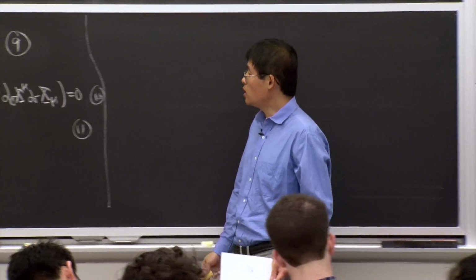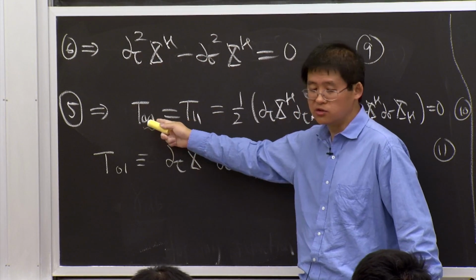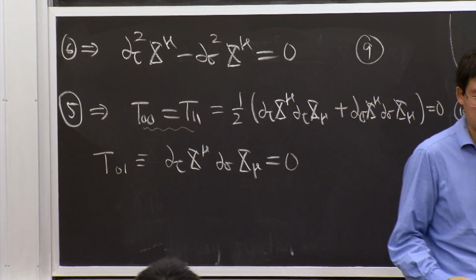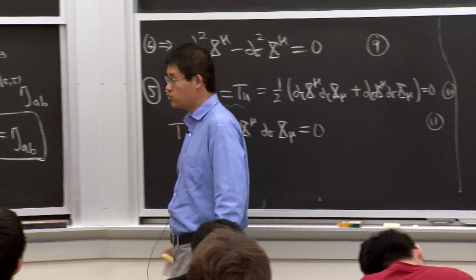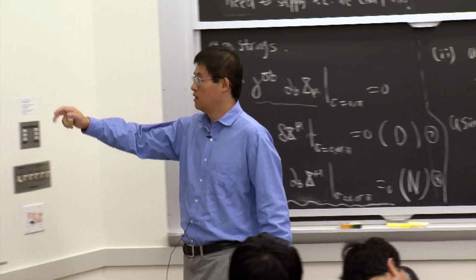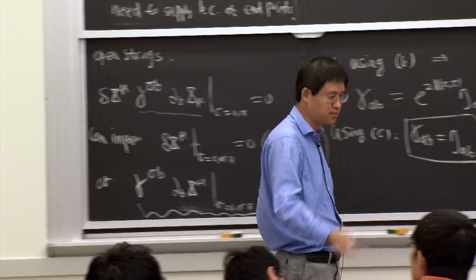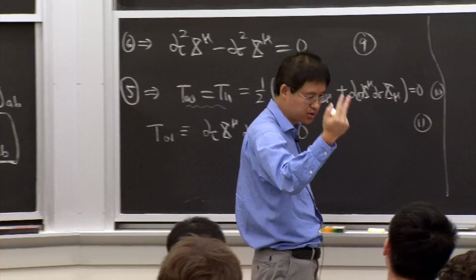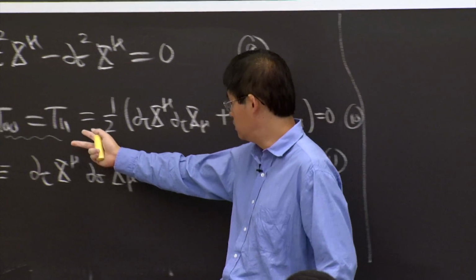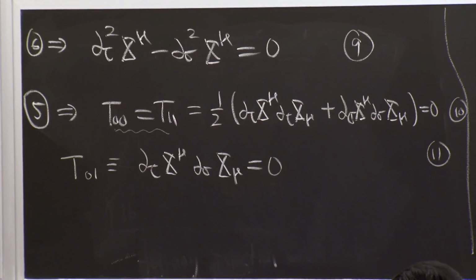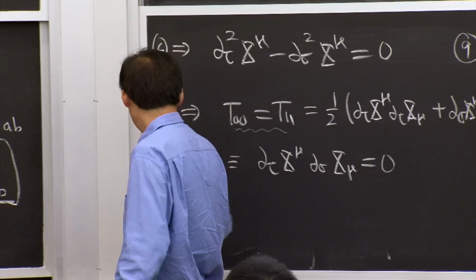The reason that T00 is equal to T11 is because you actually have a scaling symmetry. In the case when this action is a free massless scalar field, there's a scaling symmetry. And you know that when you have a scaling symmetry, the trace of the stress tensor always vanishes. So that's why T00 equals T11. For the open string, we also have to worry about the boundary conditions.